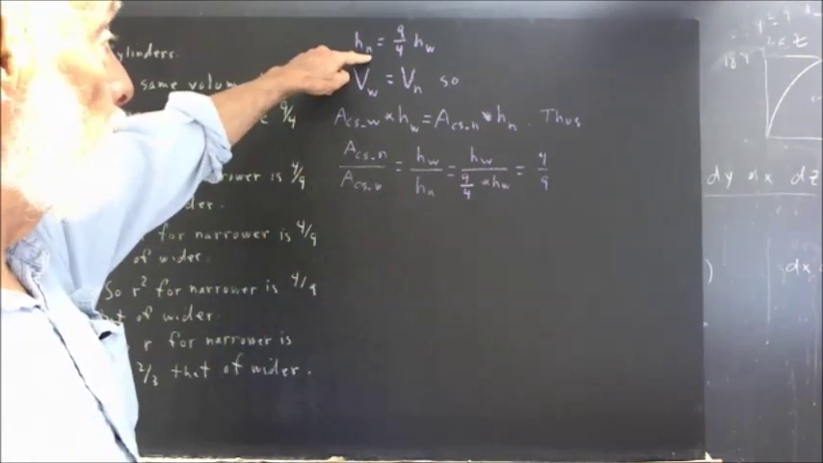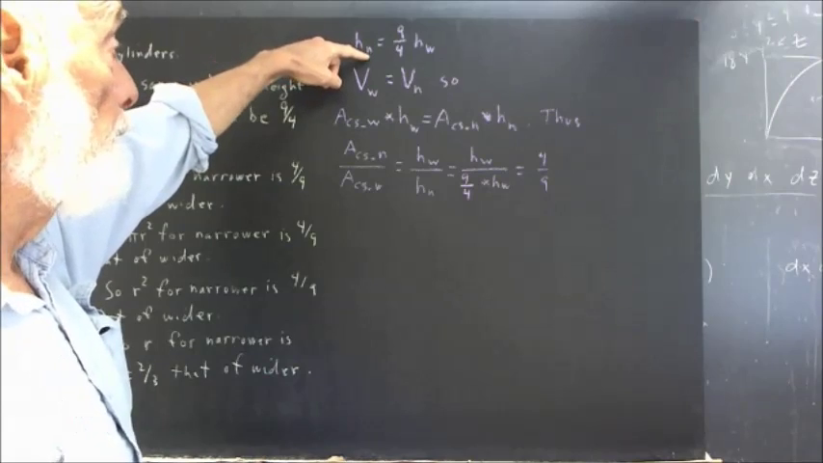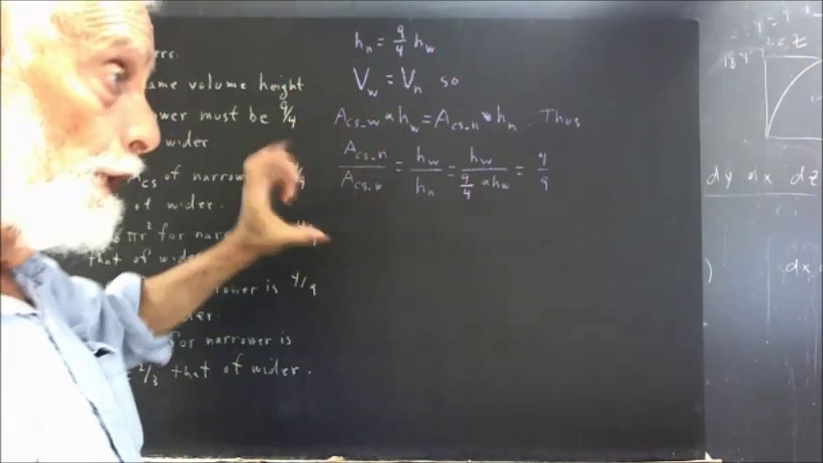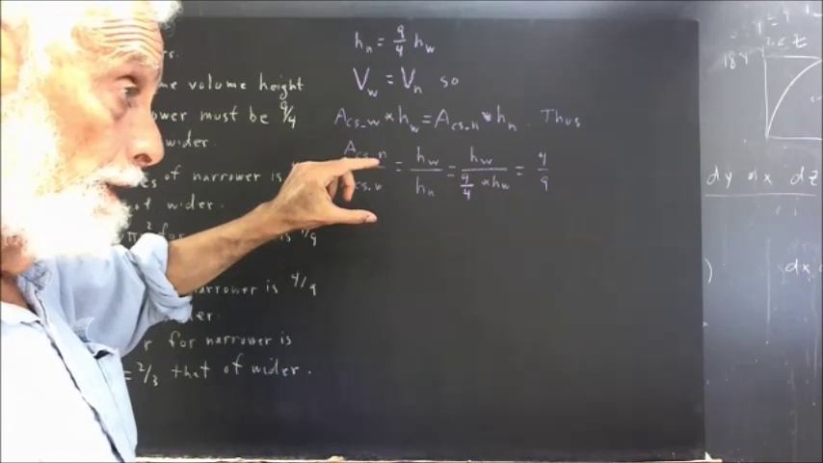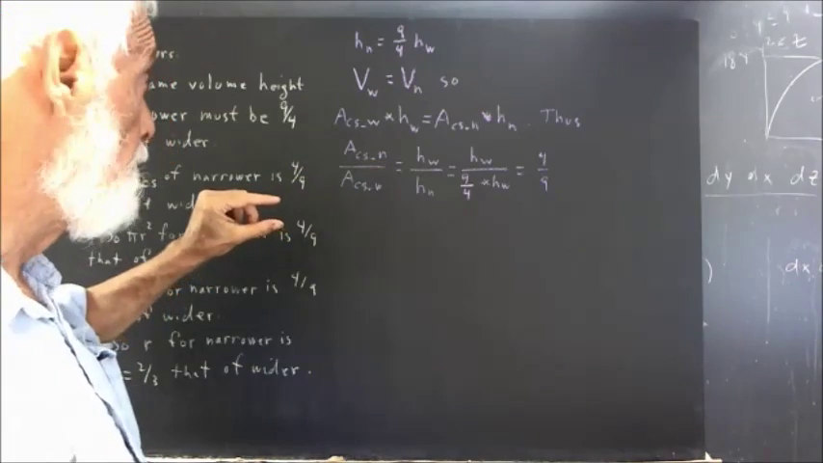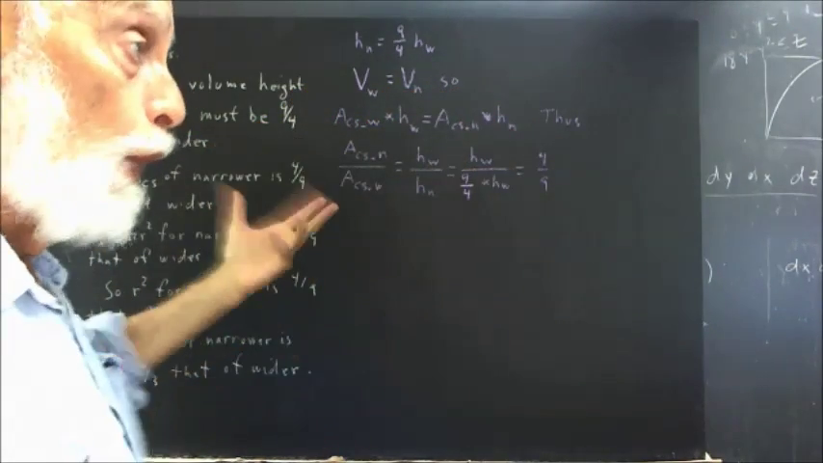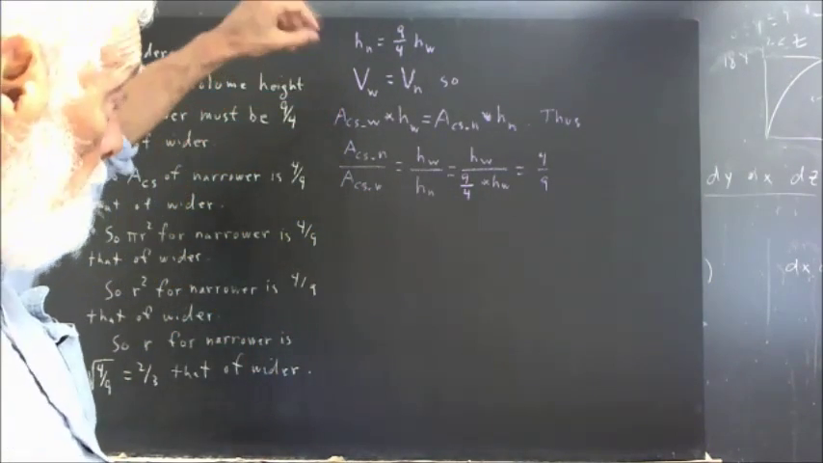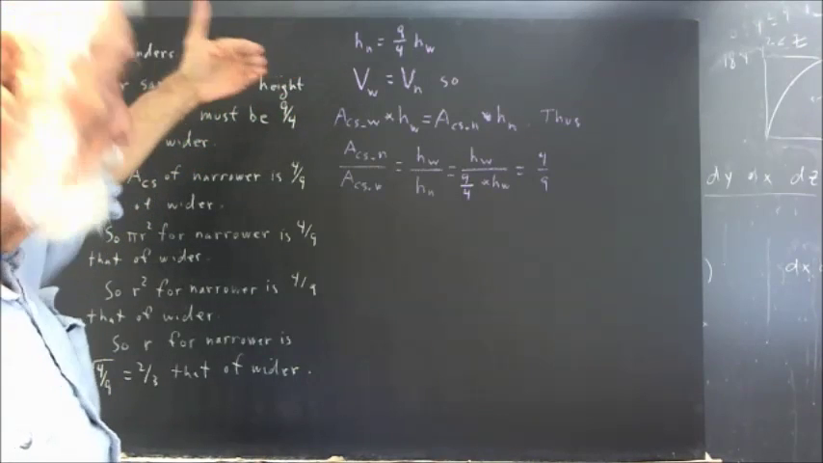So let's work it out algebraically. We're going to use n for narrow, w for wide. We know that the height of the narrower is 9/4 the height of the wider. That goes back to the original tubes, which we inverted. 9 centimeter height here gives you the same volume as 4 centimeter height here. The volumes are the same because it's the same water in both, and the water occupies the same volume. It's not very compressible, practically incompressible.